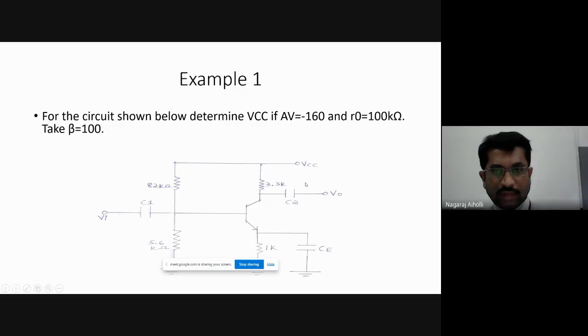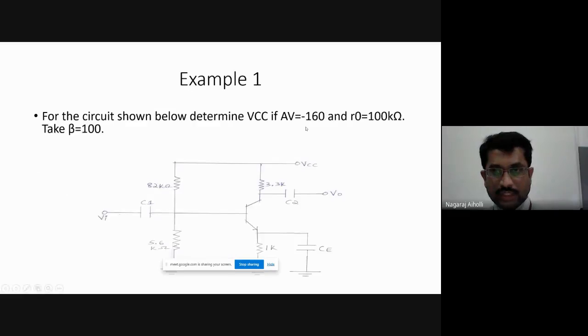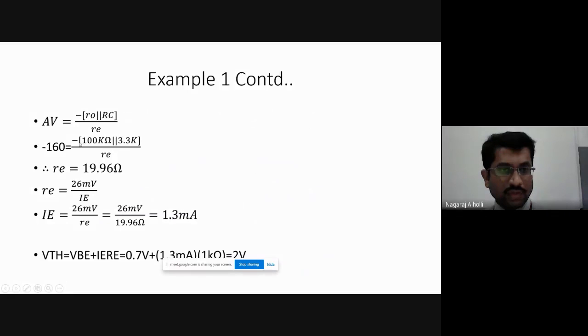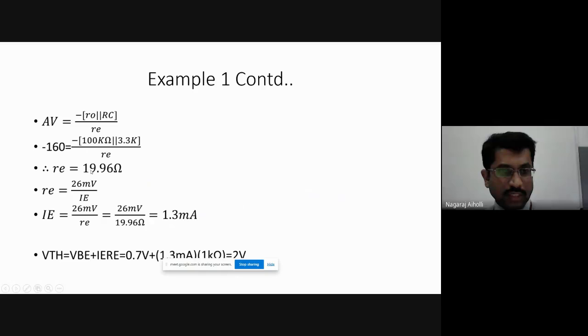Okay, we are supposed to find the value of VCC. The gain equation is minus r naught parallel RC by re. This is the formula for voltage gain for voltage divider bias, common emitter, AC analysis: AV equal to minus small r naught parallel capital RC by small re. We know the gain, they have given minus 160. Substitute: minus 160 is equal to minus of small r naught, which is 100 kilo ohm, parallel 3.3K, divided by small re. The small re will be 19.96 ohms.